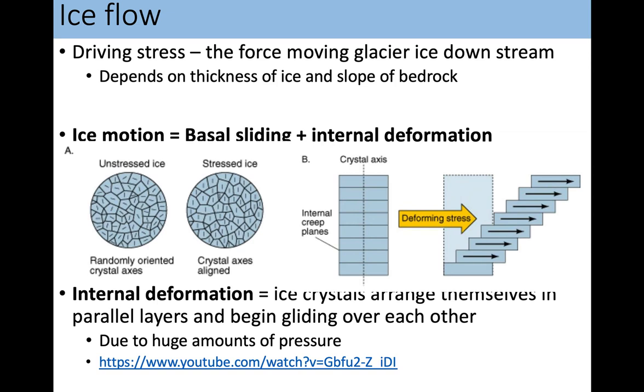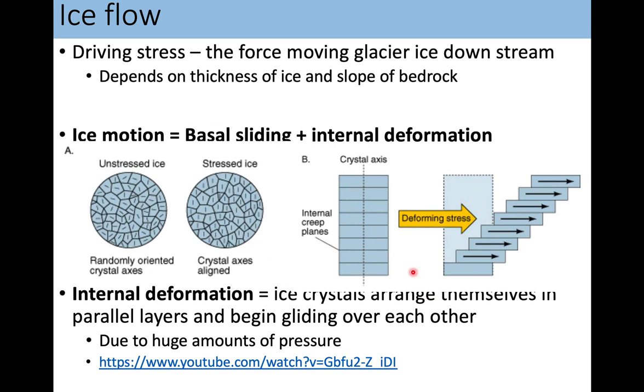So basal sliding, meaning basal is just along the base. So when the glacier actually slides along the bedrock, this creates some pretty cool striations on the rock, which I'll show you some photos of at the end of the lecture. Basal sliding is where you have the ice just sliding down the slope. And then internal deformation is where we actually have different layers of ice moving at different rates.